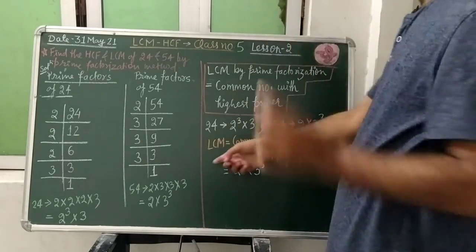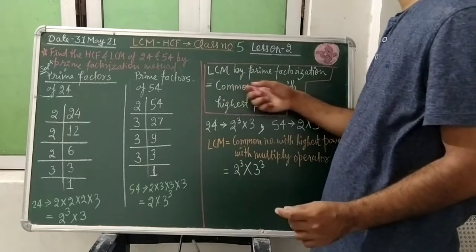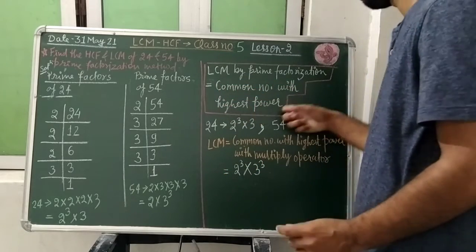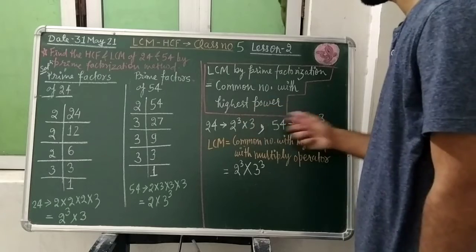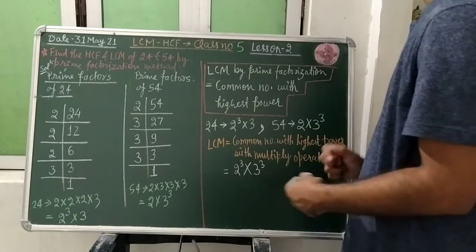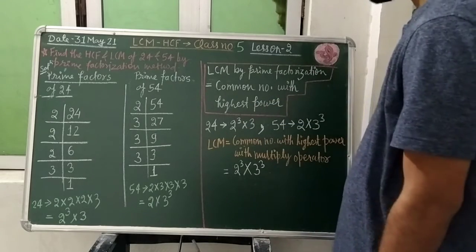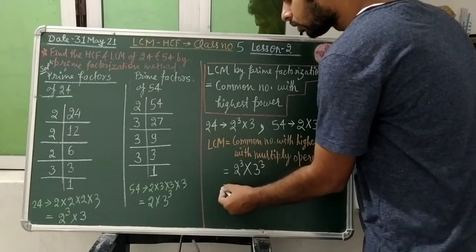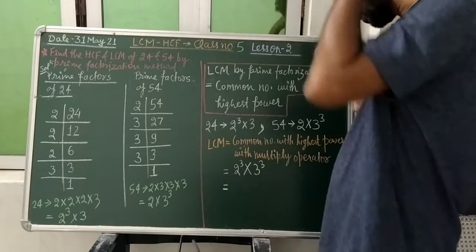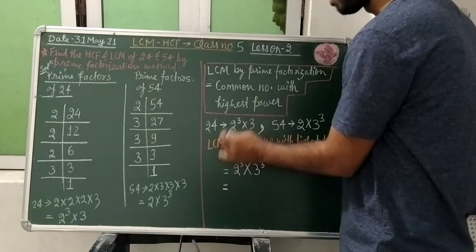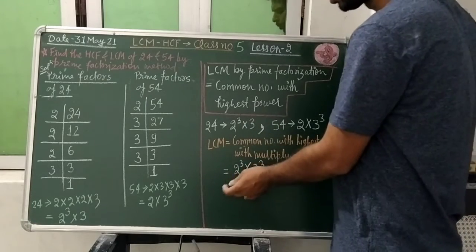So for the LCM, we will use the common number with the highest power. Whatever the common number is, we shall write the highest power of that. So students, look at this: 2 to the power 3, 2 to the power 3.